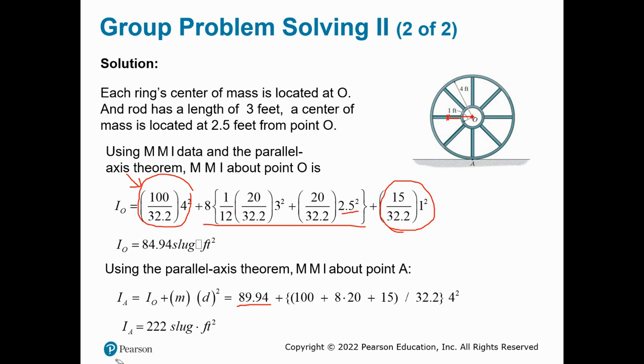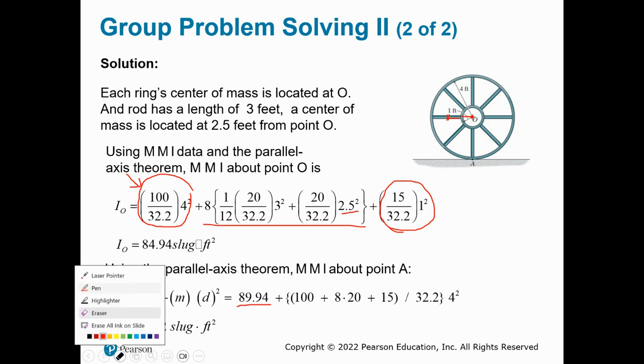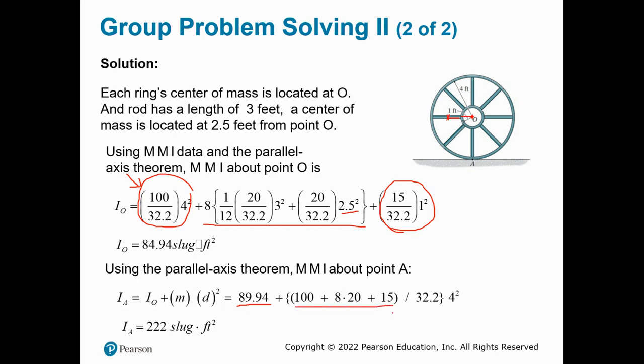Hold on, let me do it correctly. This term right here inside the parentheses will be the total mass of this entire thing: you have the big ring, small ring, and then 8 of the rods. Sorry, this inside the parentheses is the weight of the entire thing. Divided by 32.2 gives me the mass of it.